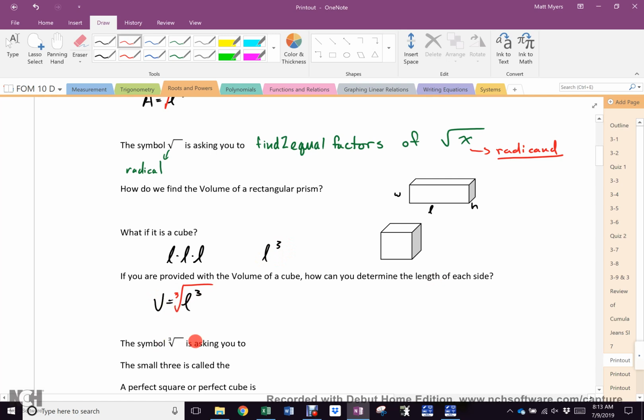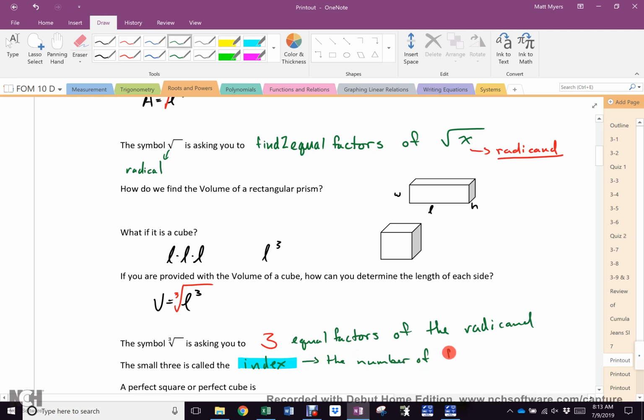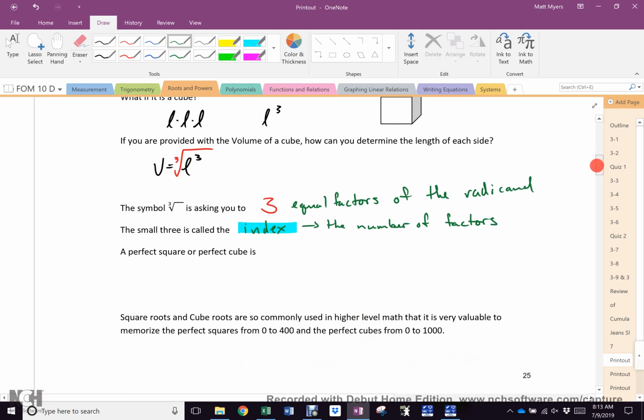This is different. This is asking me now to find 3 equal factors of the radicand. This small little 3 is called the index. I'm going to highlight that because that's another word we'll be using a lot. The index is the number of factors you need. So if it's a 3, you're finding a group of 3 factors. If it's a 4, you're finding 4. If it's a 5, you're finding 5. And so on and so on and so on.